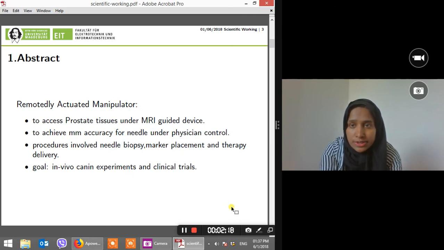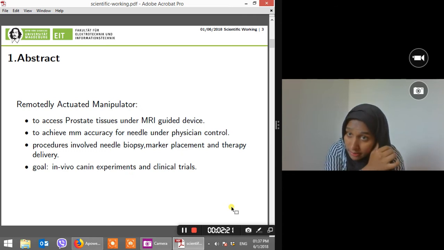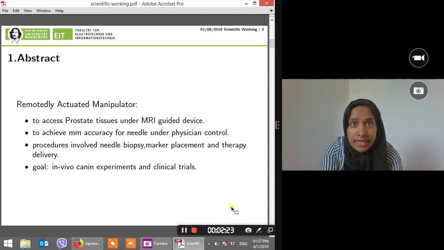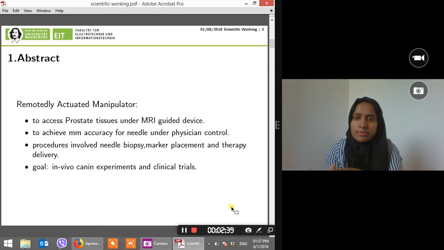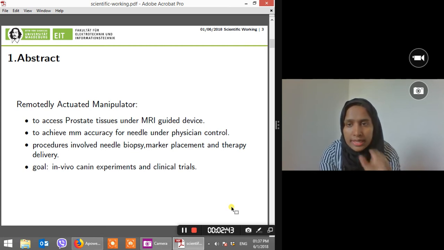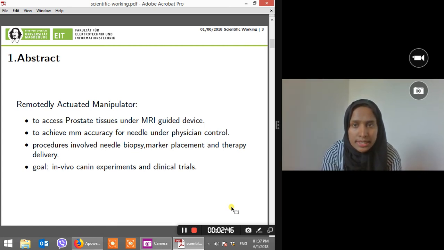Coming to the abstract, this is basically about a remotely actuated manipulator. Remotely actuated means that it is actuated from outside the bore of the MRI, because it will be attached to an MRI, and we will initiate something from outside so that it can actuate the manipulator to perform its functionality. And what is the functionality of the manipulator? In the coming slides we are going to discuss.